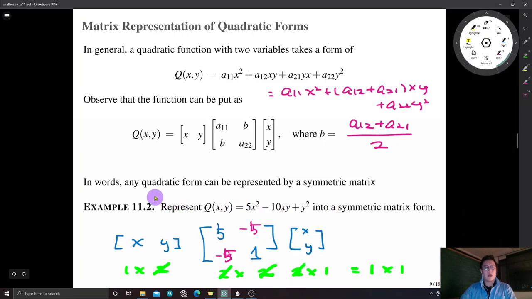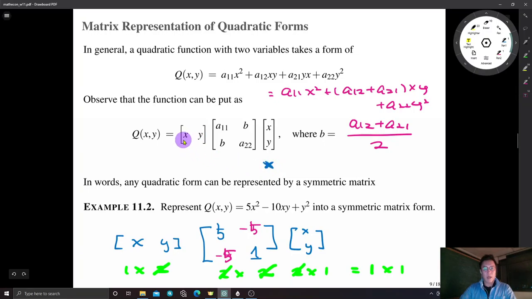Right? So any quadratic form can be represented by a symmetric matrix. Quadratic form will take a form, in terms of matrices, if I call (x, y) a 2 by 1 matrix X. I use the same letter, so it might be a little bit confusing, but this is a variable matrix.